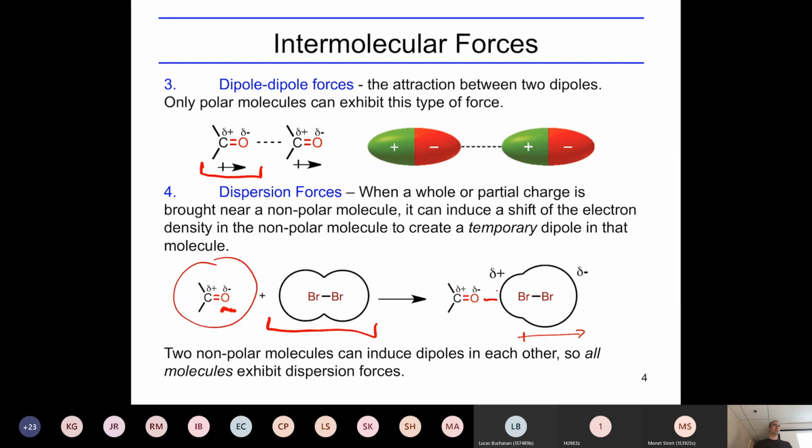So think of these electrons as a big squishy blob that is constantly in motion. And anytime they're not perfectly evenly distributed, that molecule will have a temporary dipole and will attract other molecules. So you don't need a polar molecule like I've drawn here. You can have two completely nonpolar molecules attract each other. They can induce dipoles in each other. And so this is a very important intermolecular force, in particular for nonpolar molecules that don't have these other types of intermolecular forces available.